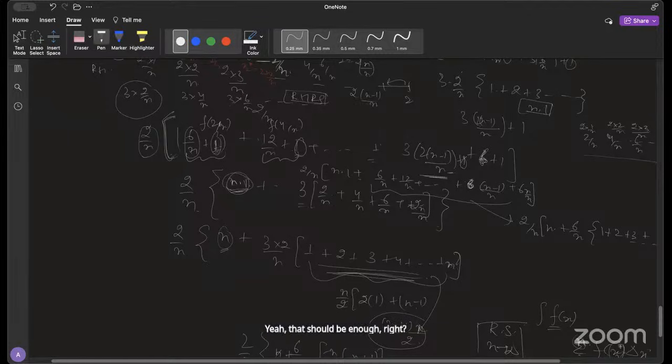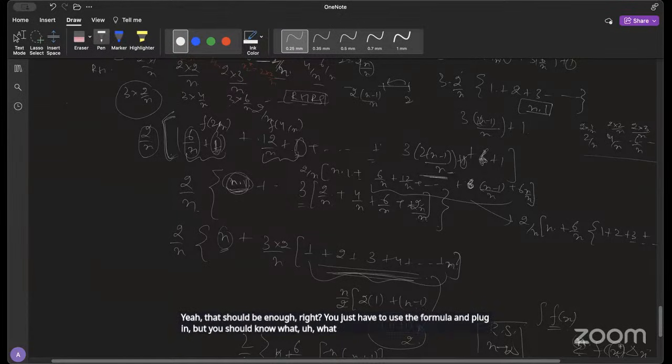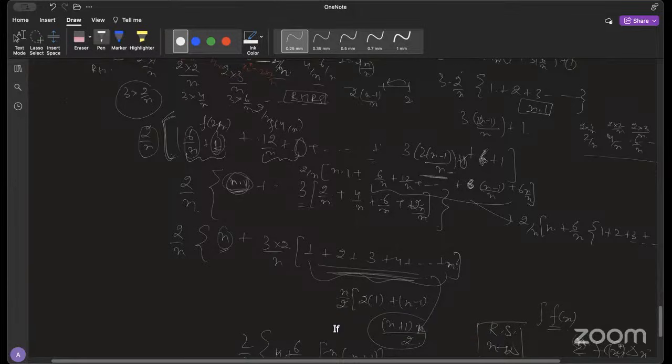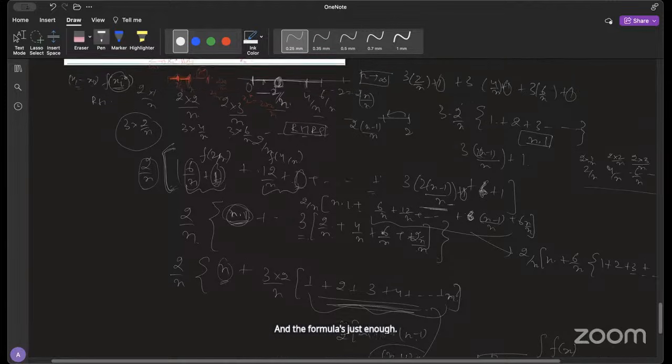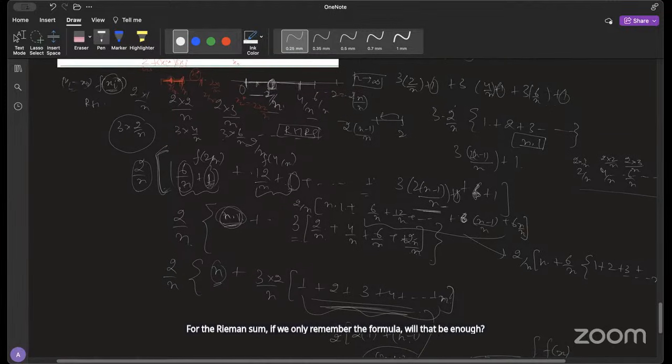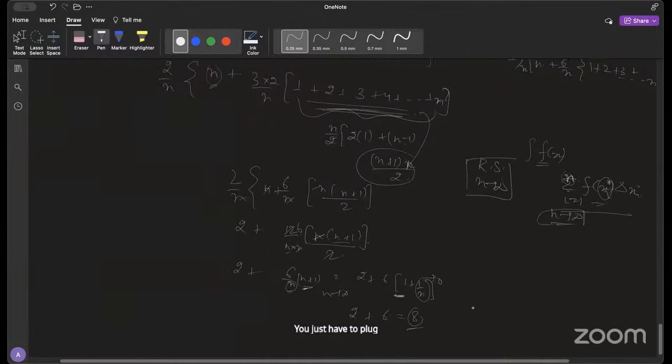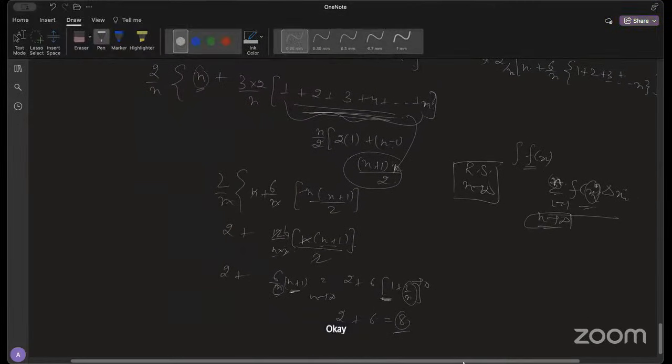Yeah, that should be enough. You just have to use the formula and plug in, but you should know what values are what in the formula. If you've written xi star, you should know what xi star is. Ultimately, you just have to plug in values. That's it. Thank you, ma'am.